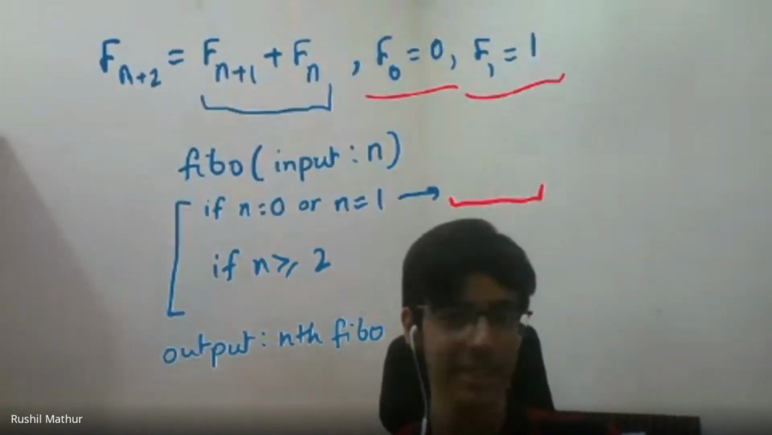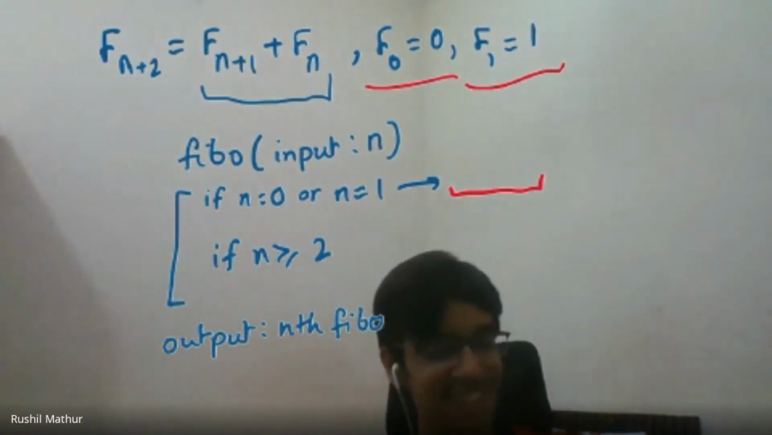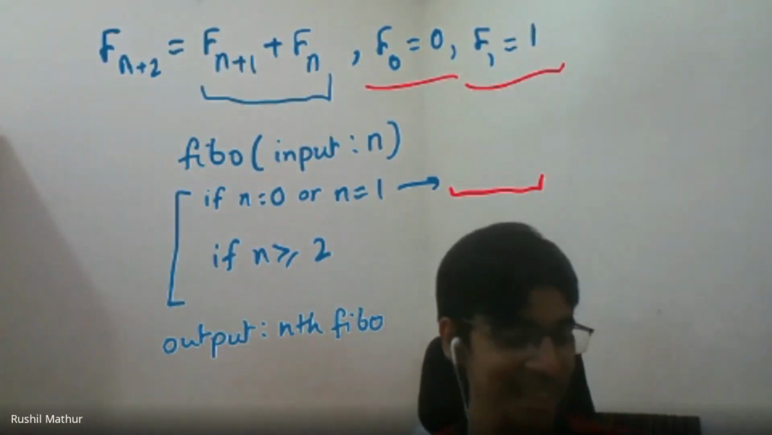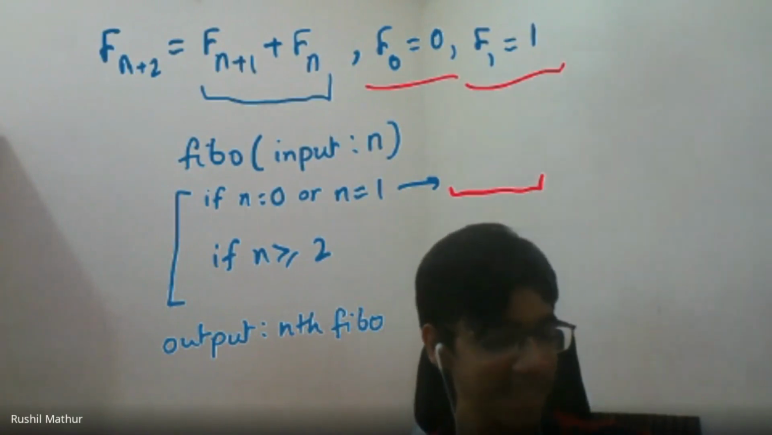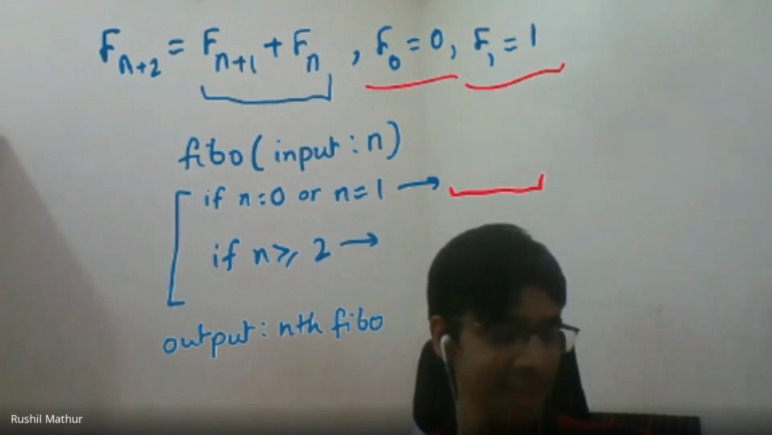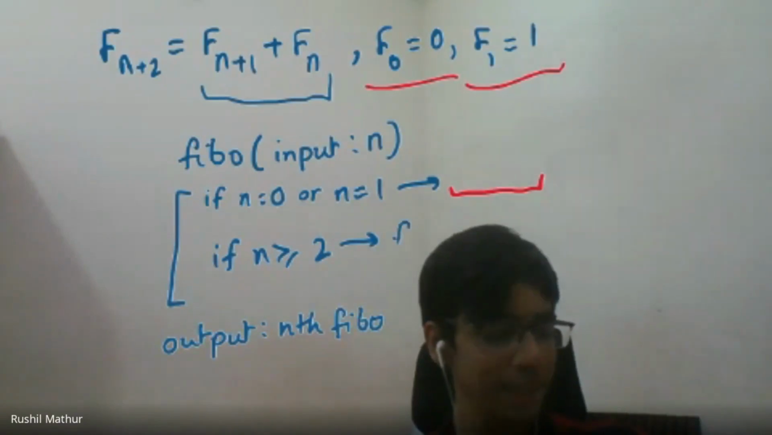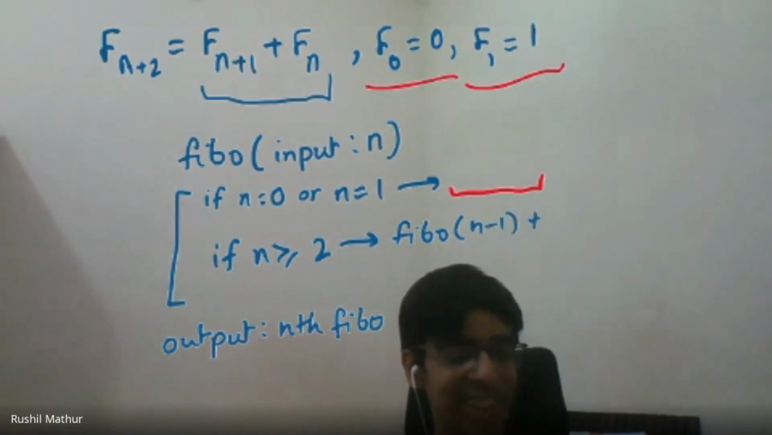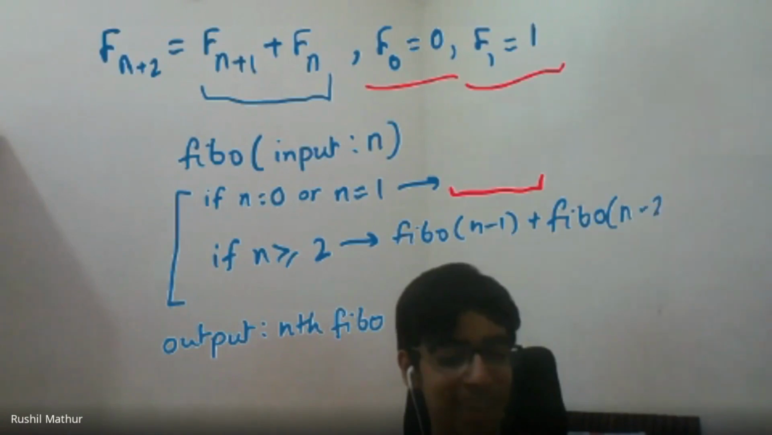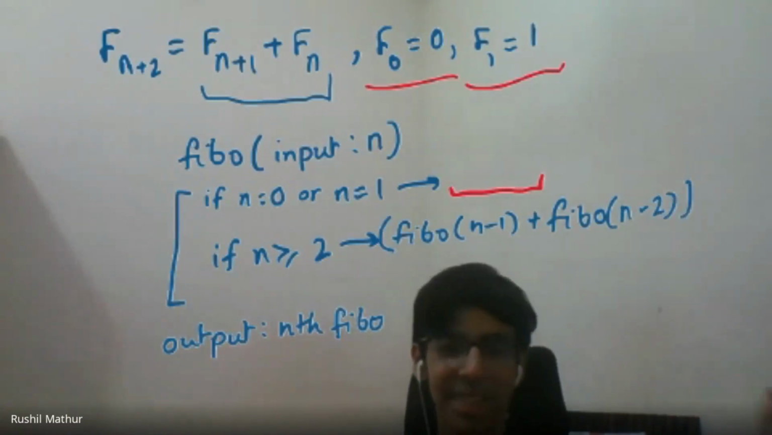Oh, that's not visible. Sorry. So basically what you want now is that if n is greater than or equal to 2, then you calculate Fibo of n minus 1. I'll come down. You calculate Fibo of n minus 2, you add them up, and then you return this value. This is your nth Fibo.